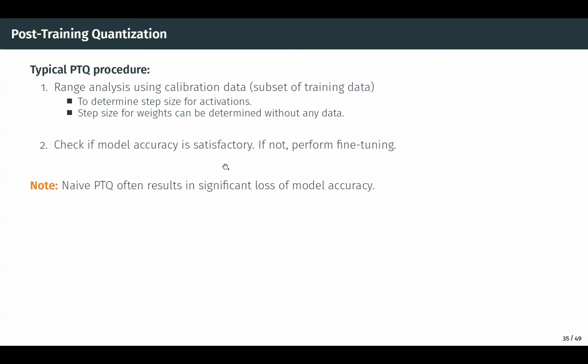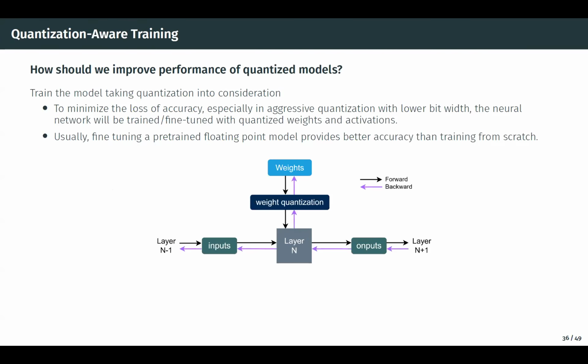And then you check if your model is preserving satisfactory accuracy. If not, then you can do what we call fine tuning, which is trying to play with the scale parameters, mostly the scale. The note here is that doing this naively will result in significant loss of accuracy. That's why we have a more robust technique, which we call quantization aware training.